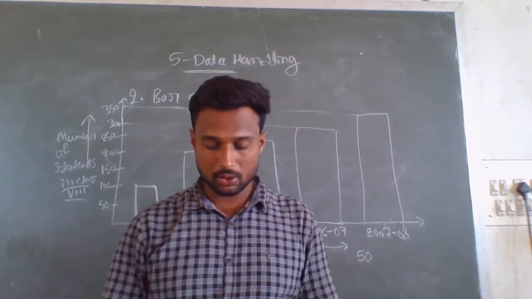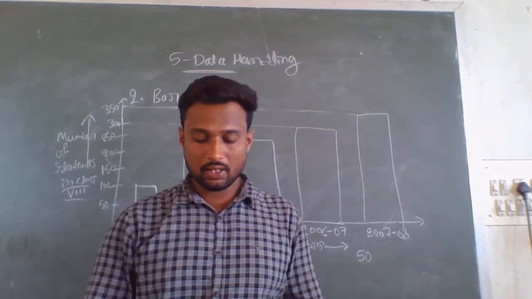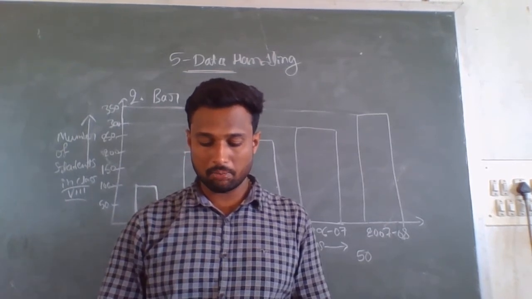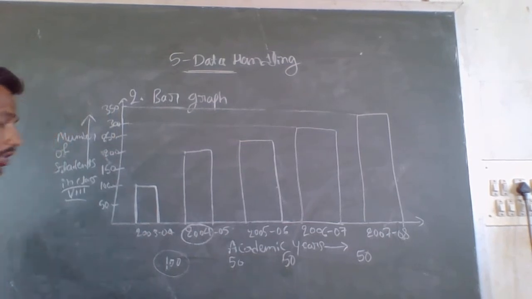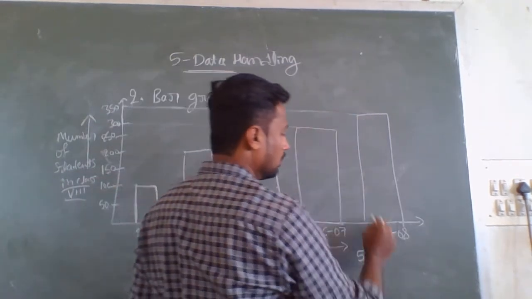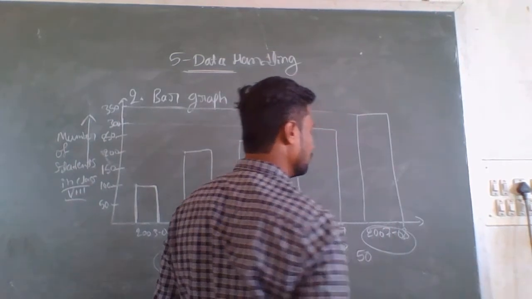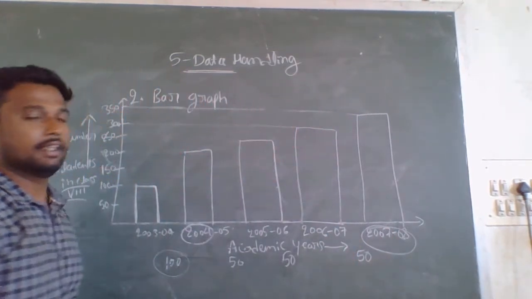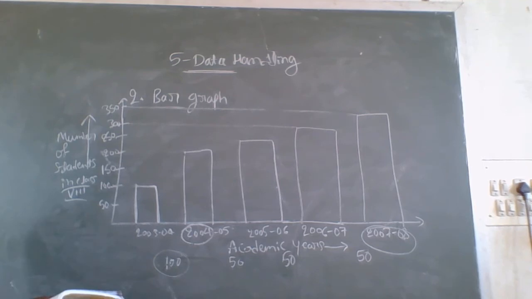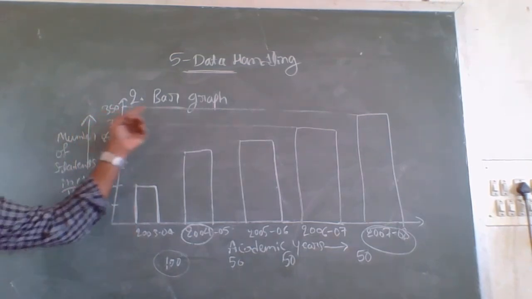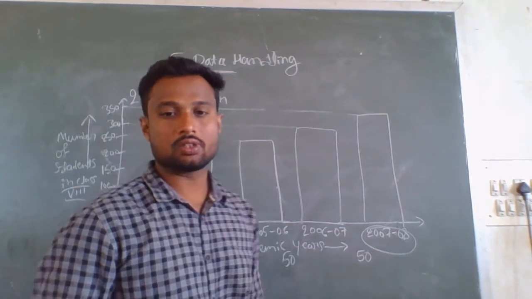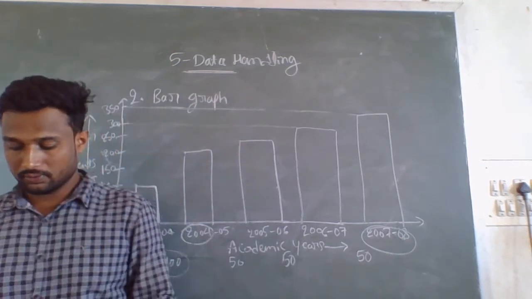Next question: in which year is the number of students maximum? Number of students maximum means here 350 students, means 2007 and 8. Number of students maximum means 350, 2007 and 2008. Next question.